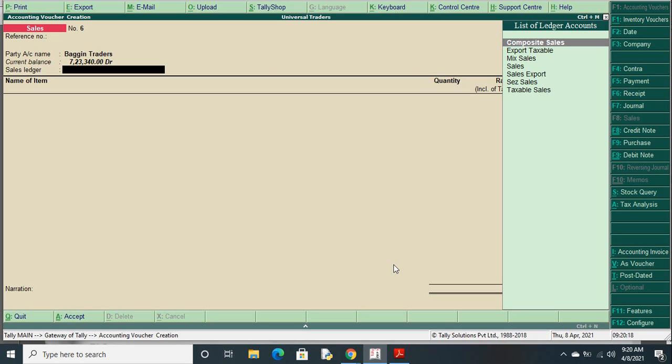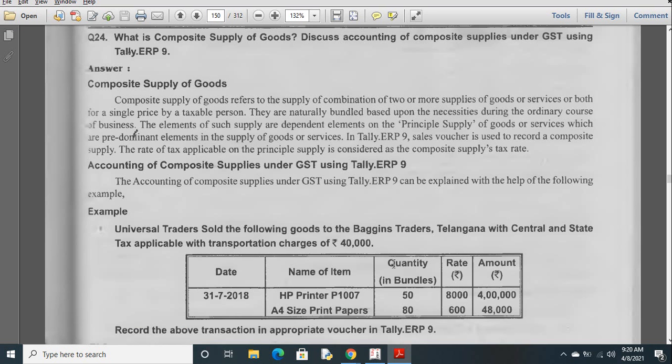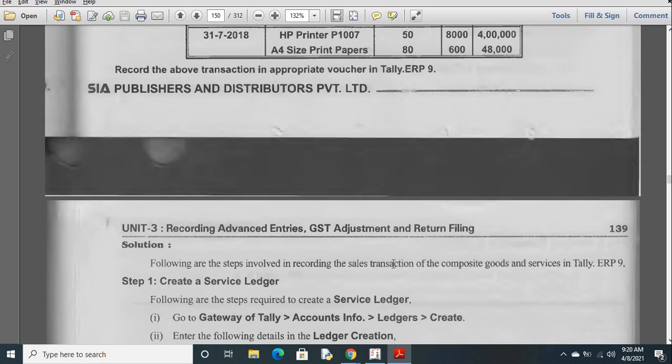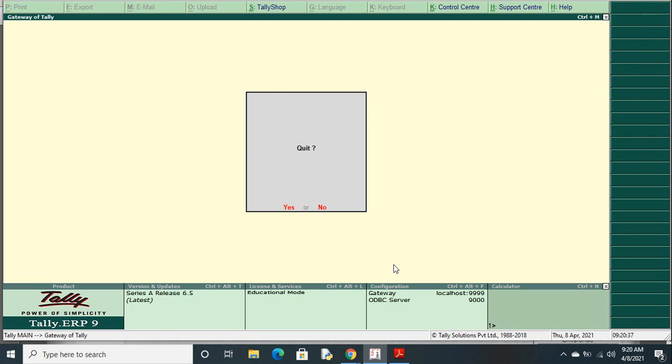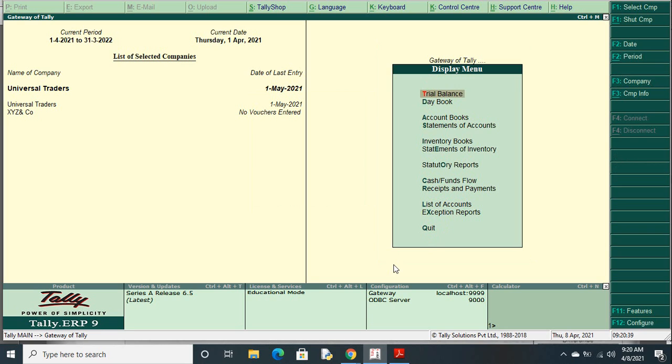That's it. Even you can deal with a single sales ledger, but it includes all types of sales. So instead of that, if I create separate ledgers for separate transactions, then that would be good. That's the reason I have created different sales ledgers for this. Once we enter all the transactions, we can see the reports under statutory reports.